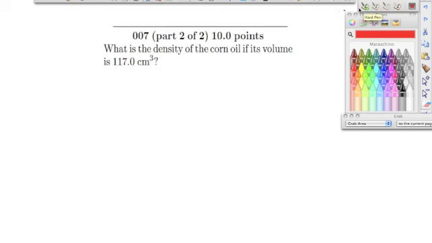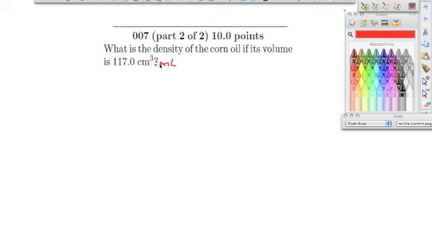So it goes with the previous problem, number 6. It says, what is the density of the corn oil if the volume is 117.0 cubic centimeters. Remember that cubic centimeters equals the same thing as milliliters. Okay, so either way, it's a volume. We see cubic centimeters or we see milliliters. It means the same thing.